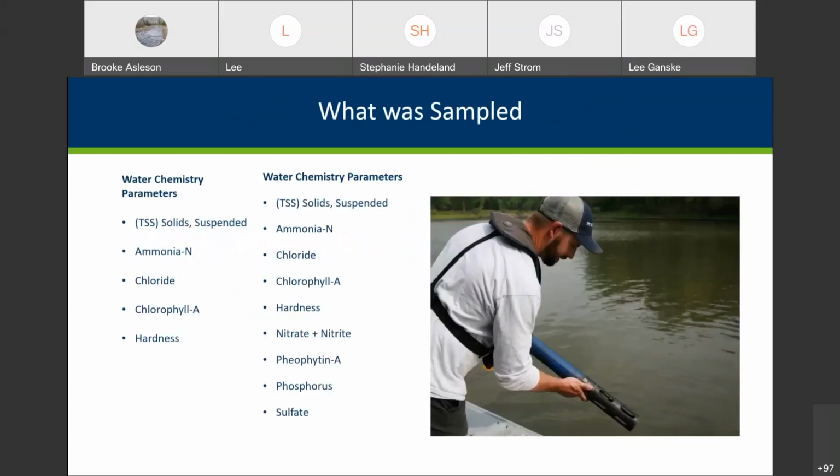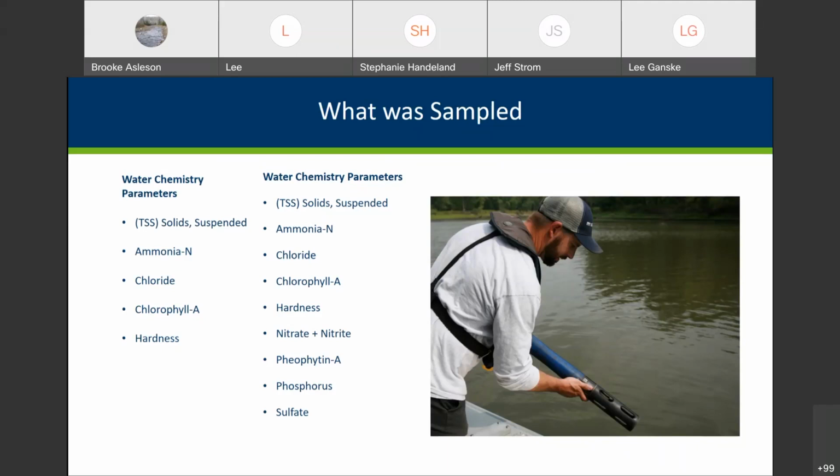So what did we sample? When we do the low flow study, I don't know if I'd say generic, but it's a standard suite of water chemistry parameters that we typically collect on all of our large rivers. You can see that it spans the nutrients along with hardness, your productivity, and your chlorophyll and phaeophytin, and along with your nutrients being your phosphorus and nitrate, nitrite, or nitrogen species.